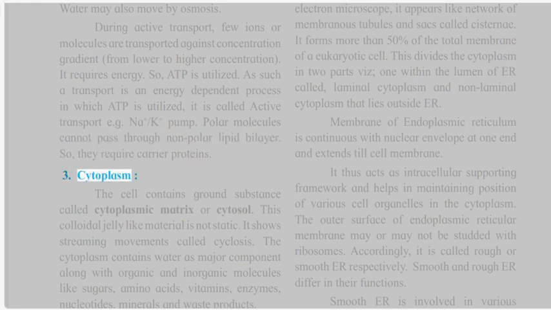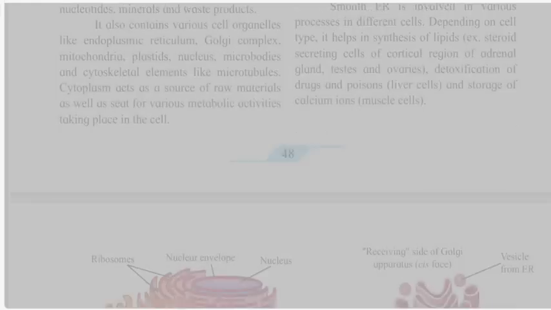3. Cytoplasm. The cell contains a ground substance called cytoplasmic matrix or cytosol. This colloidal jelly-like material is not static. It shows streaming movements called cyclosis. The cytoplasm contains water as the major component along with organic and inorganic molecules like sugars, amino acids, vitamins, enzymes, nucleotides, minerals and waste products. It also contains various cell organelles like endoplasmic reticulum, Golgi complex, mitochondria, plastids, nucleus, microbodies and cytoskeletal elements like microtubules. Cytoplasm acts as a source of raw materials as well as a seat for various metabolic activities taking place in the cell.